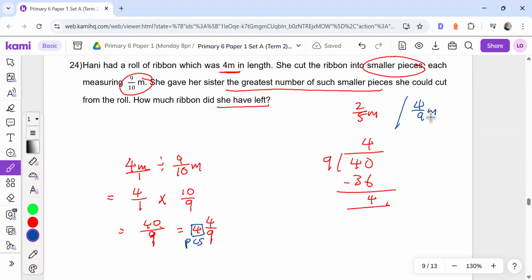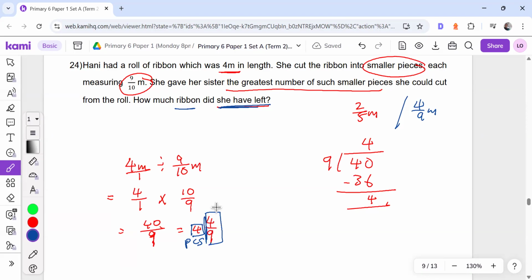Jialo, is your answer 4 over 9 meter? Yes, right. They say how many ribbons she had cut. She gave her sister the greatest number of pieces she could cut. How much ribbon did she have left? So you will have to what? The remainder tells you what? Something left over. 4/9 times 9/10. Yes, that's correct. I'll be coming to that soon.